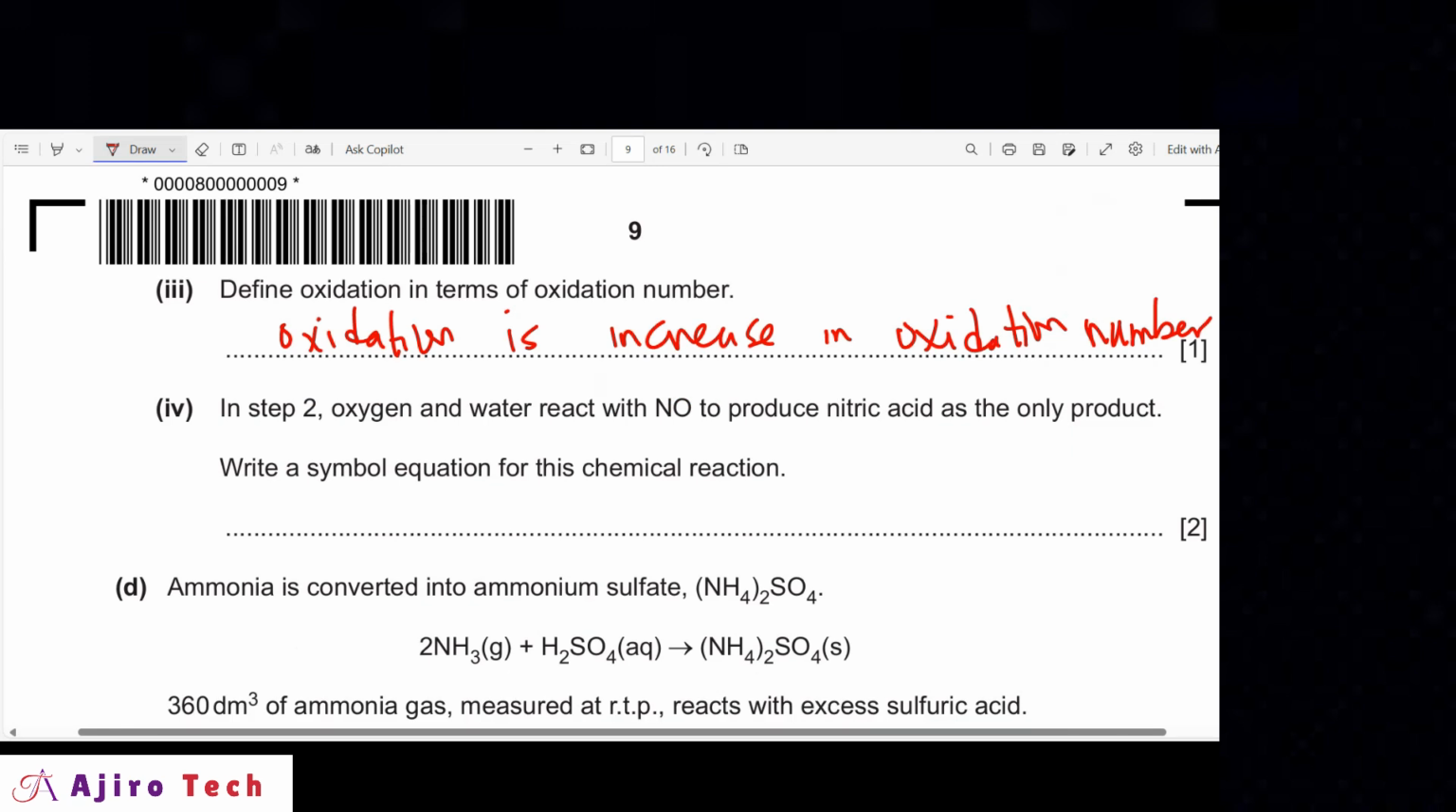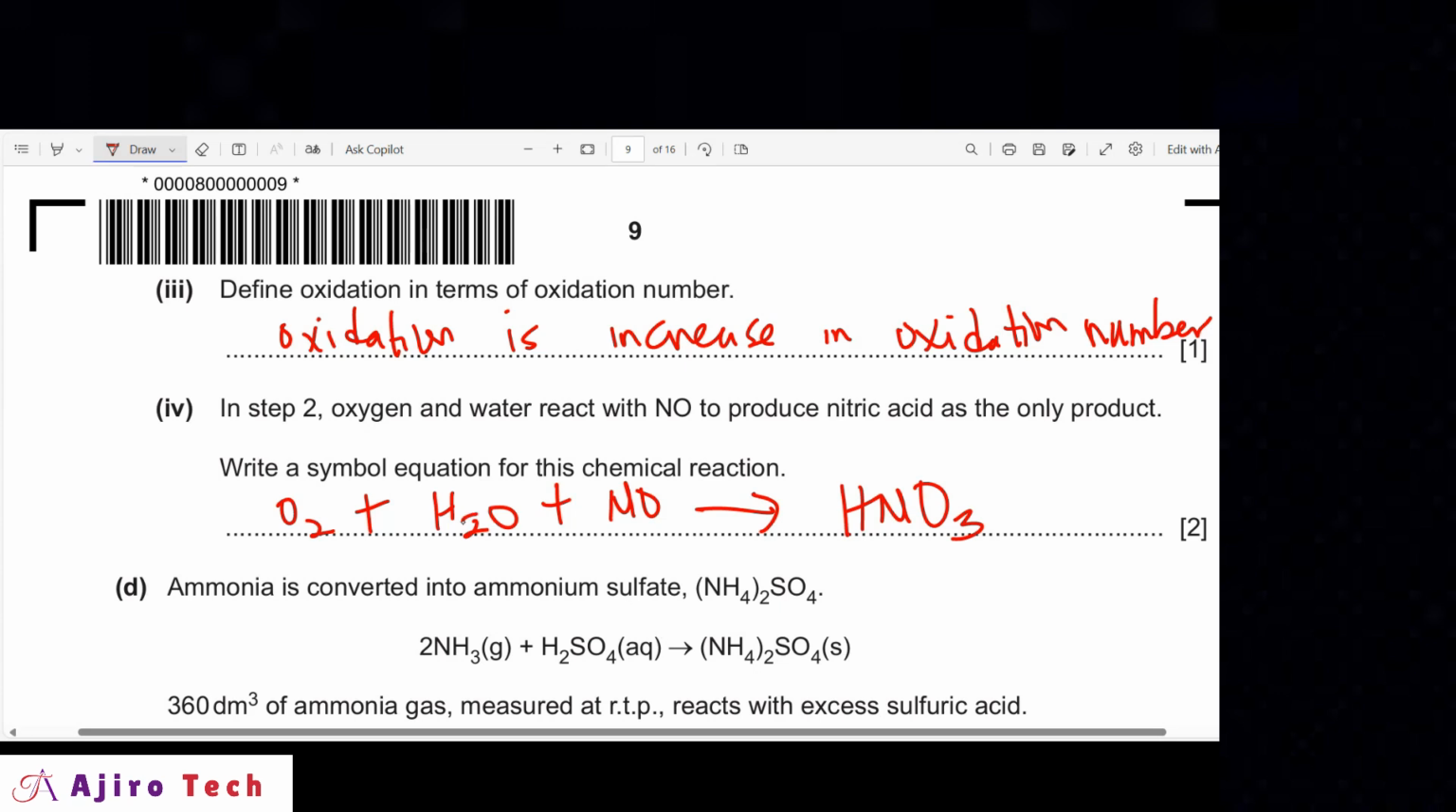So in step 2, oxygen and water react with the oxide of nitrogen to produce nitric acid as the only product. Let's write the equation for that. So oxygen is O2 plus water, H2O, plus NO. And then there's just a single product, which is HNO3. So this is what we expect to do. Let's balance this up.